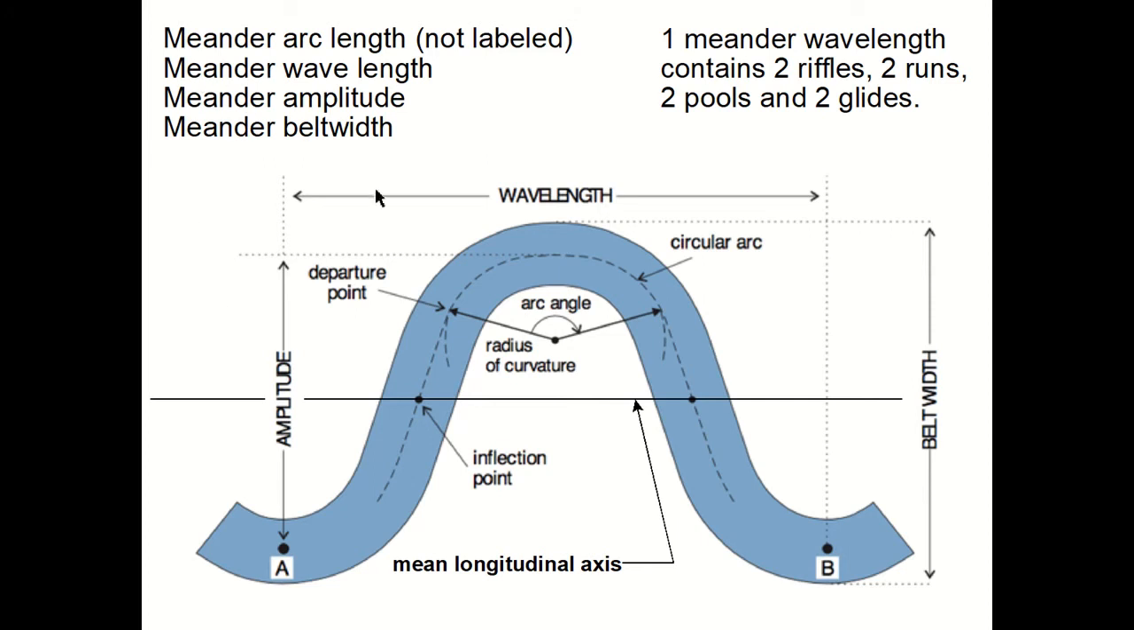Notice then we have the term the meander wavelength, the meander amplitude. You notice this basically goes from the thalweg to the thalweg. And then you have what's called the meander belt width. The belt width is the amplitude plus basically the bankfull width. So this is called the meander arc length and the meander wavelength. And notice one meander wavelength contains two riffles, two runs, two pools, and two glides if you have a riffle pool system.